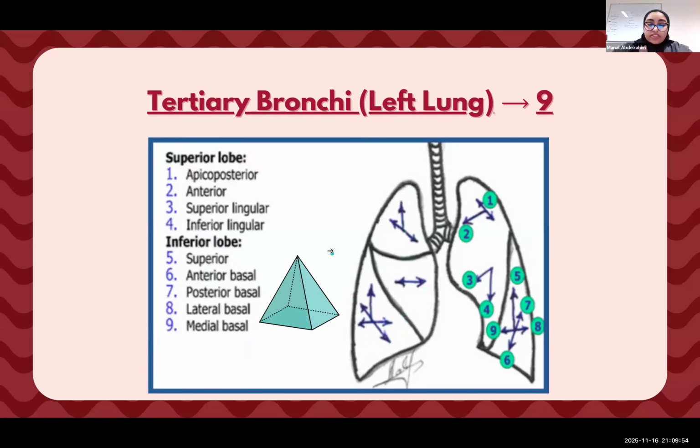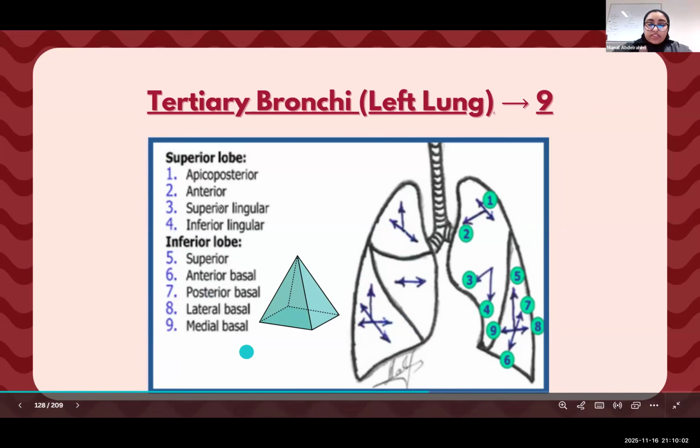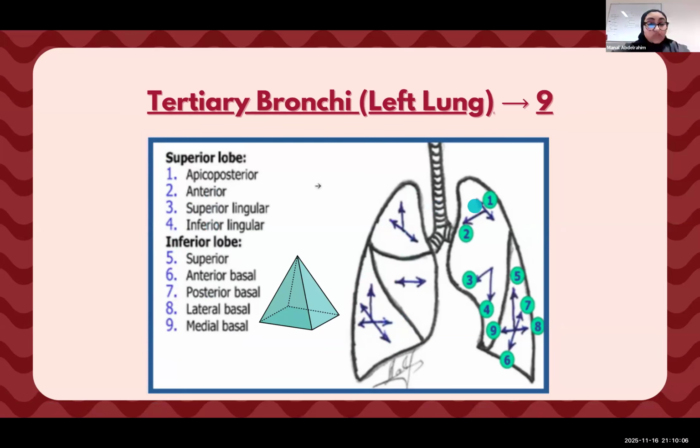Let's go to the left one. Now here we have 9 rather than 10 because we only have 2 lobes, so the division is a bit different. Inferior lobe, exactly the same thing as before. The one that differs is the superior lobe. Here we have 4. How are we going to divide it? We have the apical posterior, so it's kind of going up, but it's also going back. It's this one here. And this one is anterior. It's going to the front.